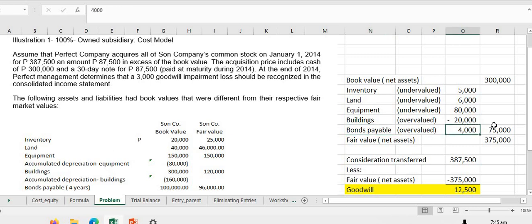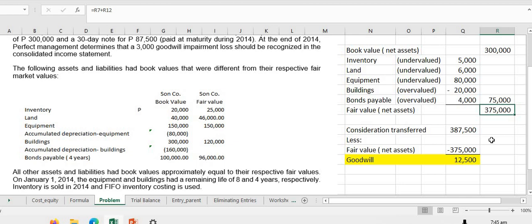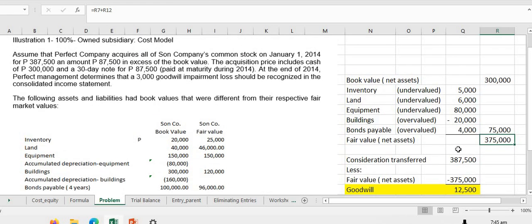So the net undervaluation, overvaluation of our net assets, because the bonds payable is included here, is actually 75,000. Therefore, the fair value of our net assets is 375,000. Now to compute for the goodwill, since we have consideration transferred of 387,500, less the fair value of our net assets of 375,000, we have a goodwill of 12,500.